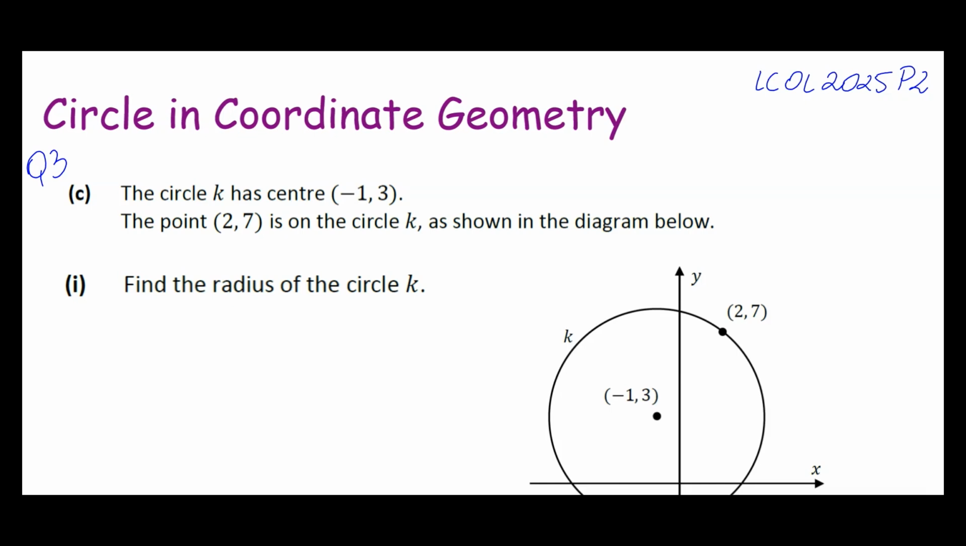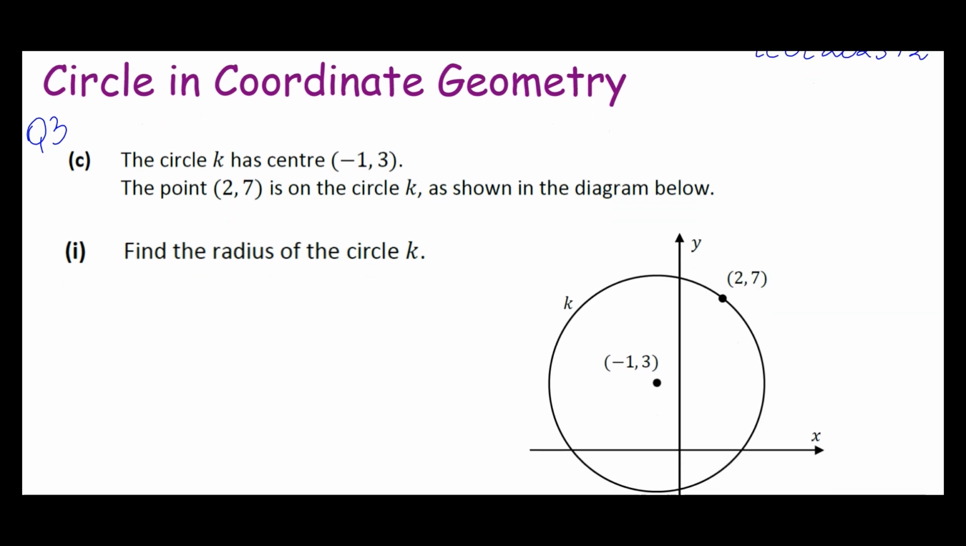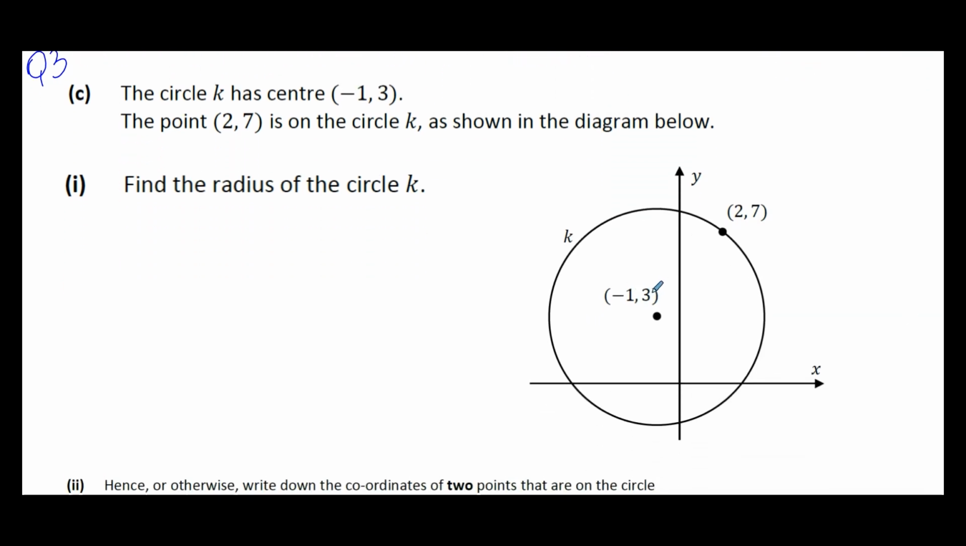So here we are looking at another aspect of circle in coordinate geometry. The circle K has a center (-1, 3). And there we can see that (-1, 3) is the center. The point (2, 7) is on the circle K, as shown in the diagram below. First thing, what do we need to do? Find the radius of the circle K.